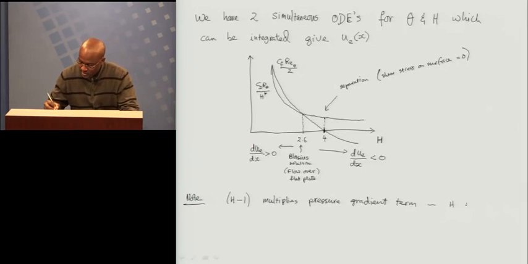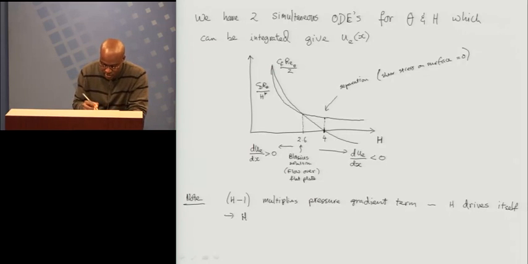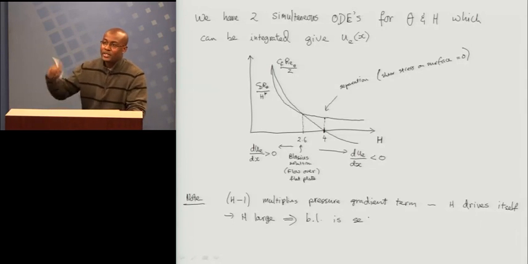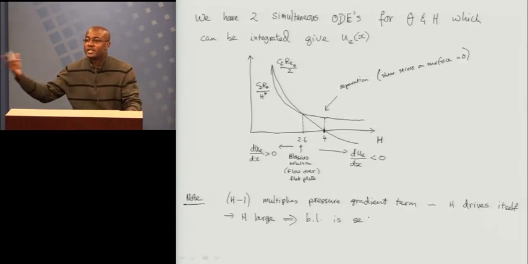So this H, I would say it drives itself. When I say drives itself, I simply mean that if H is large, then it's telling us that the boundary layer is sensitive to pressure gradients. So if H is small, then it's not as sensitive to pressure gradients. All right, so the actual magnitude of H kind of gives us how important that pressure gradient is.